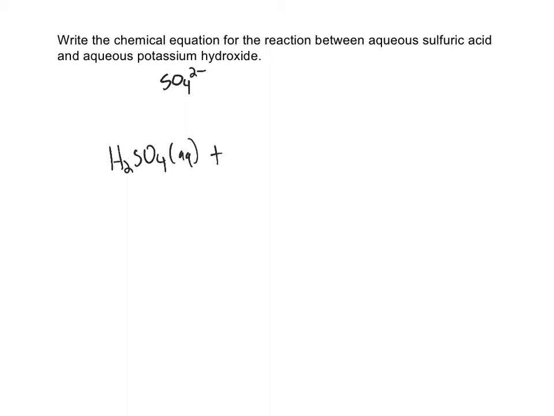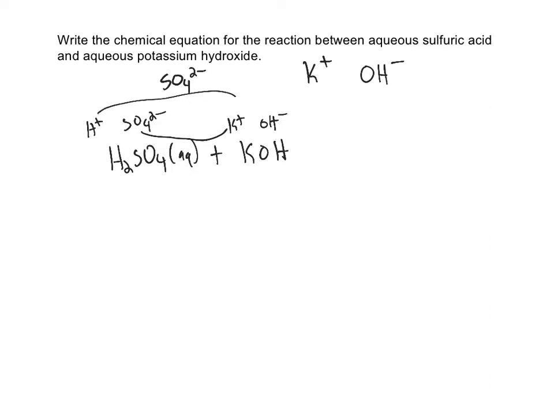So potassium is an alkali metal, it's K+, hydroxide is OH minus, so I have KOH. Right, and so the ions I have present here are H plus and SO4 2 minus from the sulfuric acid, and K plus and OH minus from the potassium hydroxide. And so I'm going to combine the sulfate and the potassium, and the hydroxide and the H plus ions.